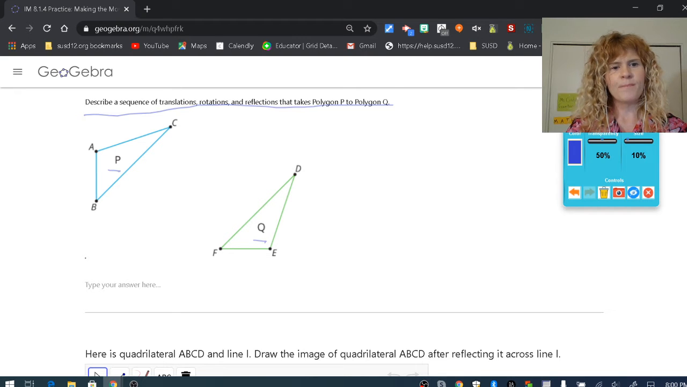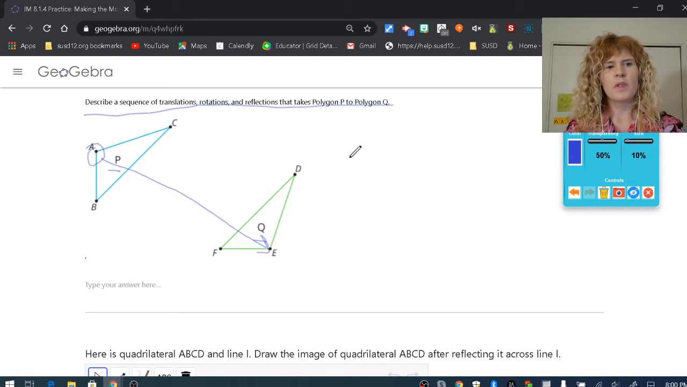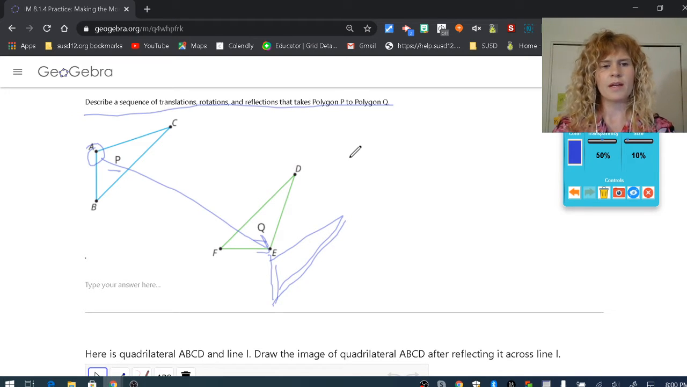Well, how about we translate from point A to E? If so, our image would look something like this. Oh, I'm not a very good artist. How about that? Then this would be C prime, and this would be B prime. So first, a translation.